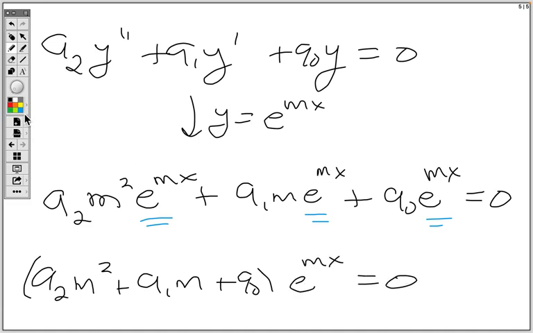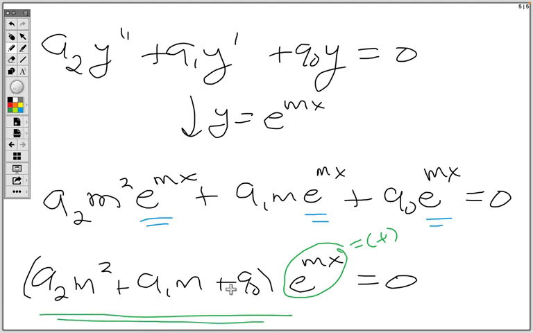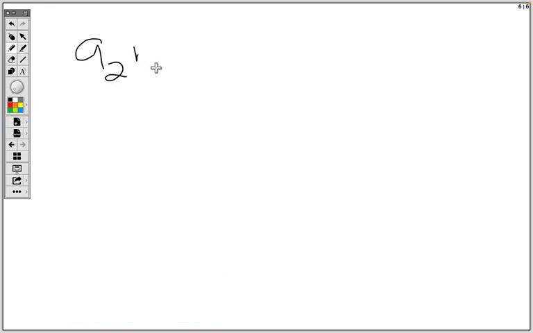And something we've talked about again and again in this class is this nice property. E to the mx is always a positive number. So it's never 0. So I can divide both sides by e to the mx and not worry about losing any solutions. That means that this polynomial here in m has to be 0. So a2 m squared plus a1 m plus a naught has to be 0.